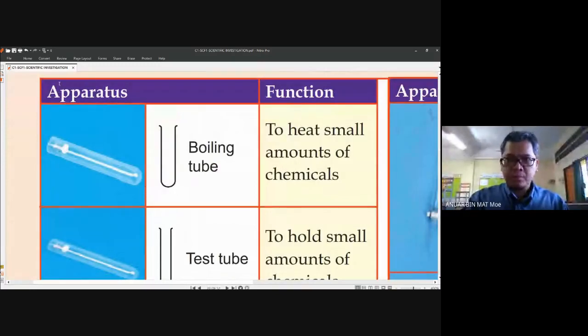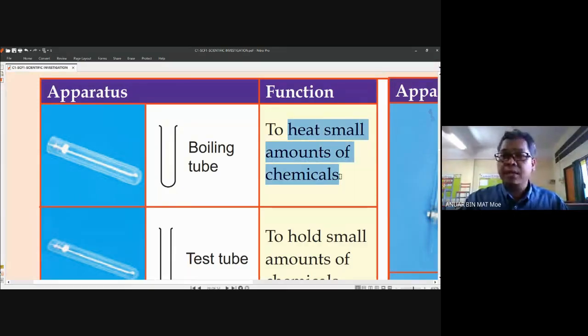Okay, this is what we call a boiling tube. These are the symbol or the diagram. If you need to draw the boiling tube in your diagram or in your book, these are the symbol or the drawing of the boiling tube. And then next one, what's the function? The function of the boiling tube, you just remember here, is to heat small amount of chemical.